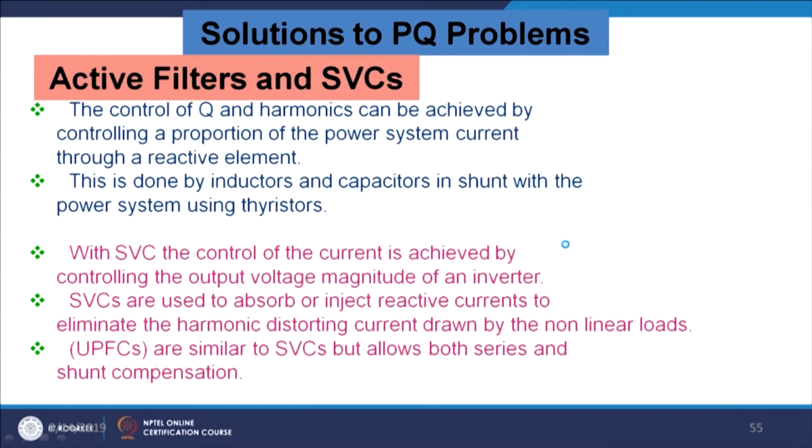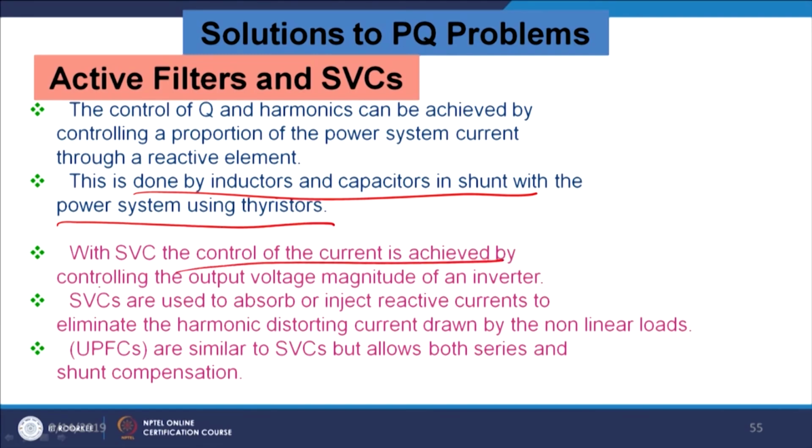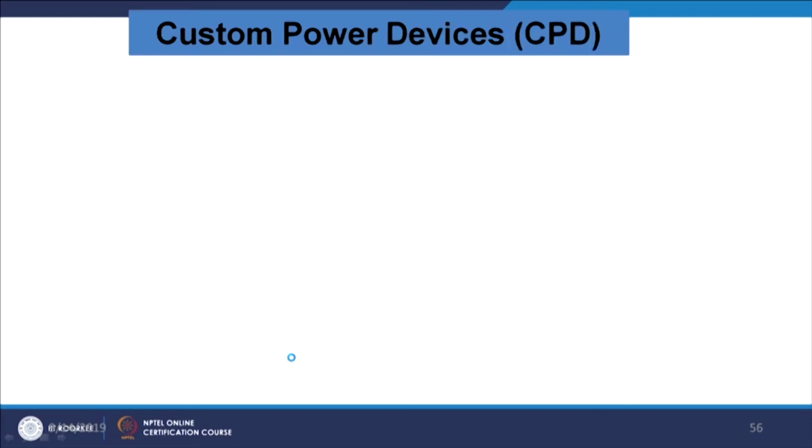Thereafter, we can talk about the solution like active filters and SVCs. Control of the Q and the harmonics can be achieved by controlling the proportion of the power controller. This is done by an inductor and a capacitor in shunt with the power system using the thyristor. With SVC, the control of the current is achieved by controlling the output voltage and magnitude of the inverter, and SVC is used to absorb or inject the current to eliminate the harmonics, restoring the current through the nonlinear load. Similarly, an extension of this is UPFC or UPQC, which will overall compensate the load.